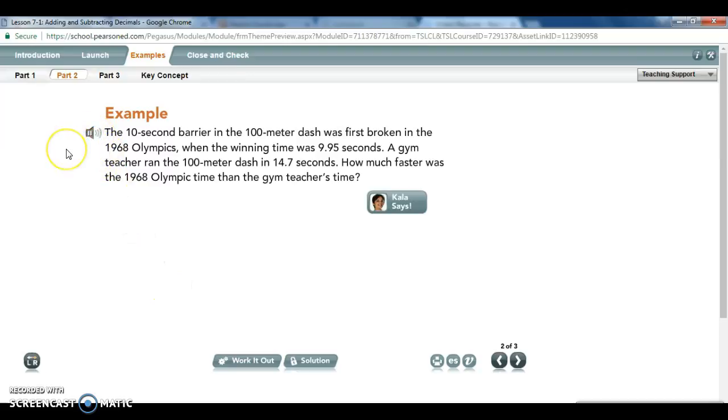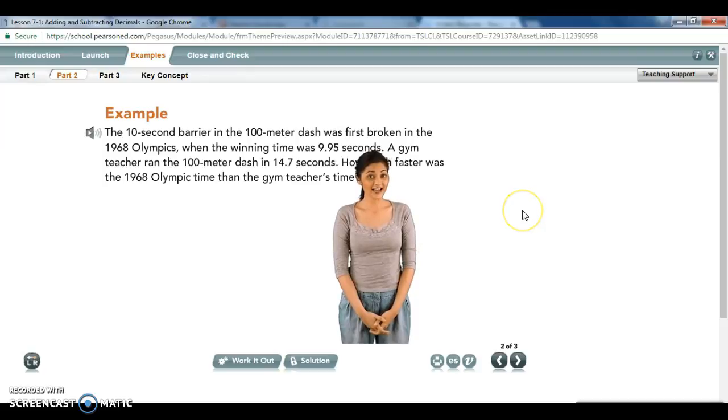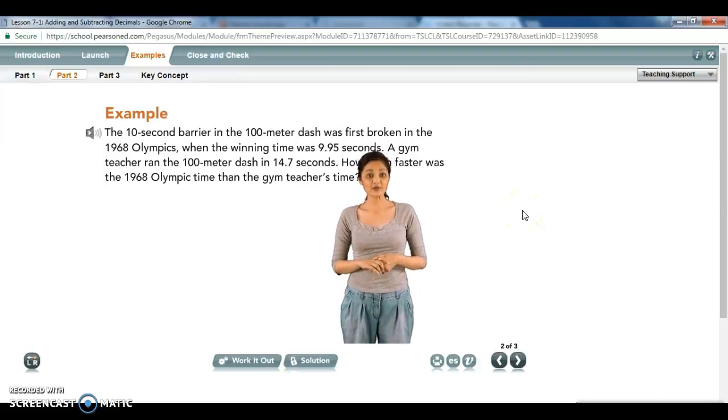The 10-second barrier in the 100-meter dash was first broken in the 1968 Olympics when the winning time was 9 and 95 hundredths of a second. A gym teacher ran the 100-meter dash in 14 and 7/10ths of a second. How much faster was the 1968 Olympic time than the gym teacher's time? In the 100-meter dash, times are measured in thousandths of a second, but always rounded up to the next highest hundredth of a second. You'd think the thousandths could take the day off.